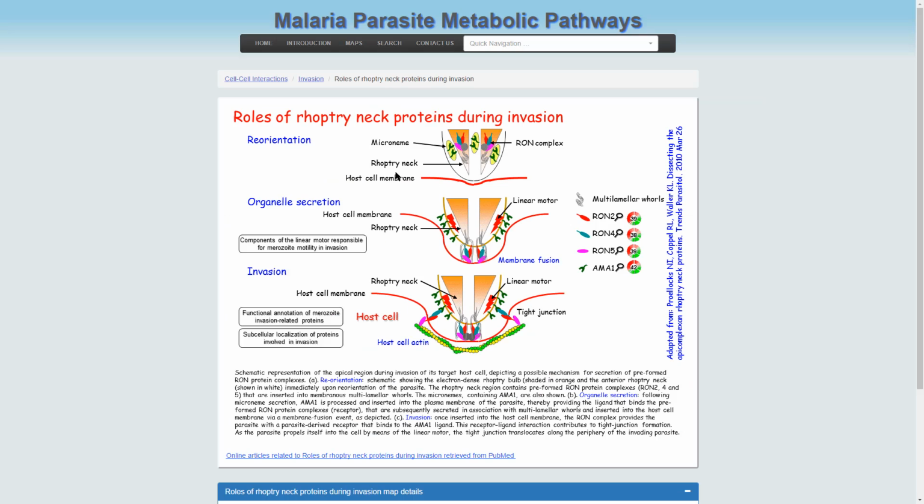Here is an example of the involvement of the rhoptry neck proteins during invasion, showing the various steps of the reorientation of the merozoite toward the host cell membrane, the secretion of the organelles, and essentially the invasion.